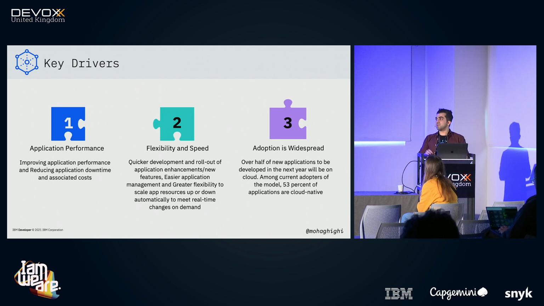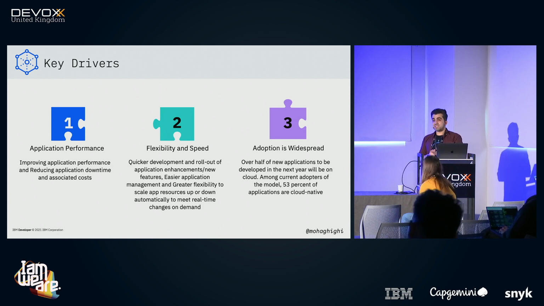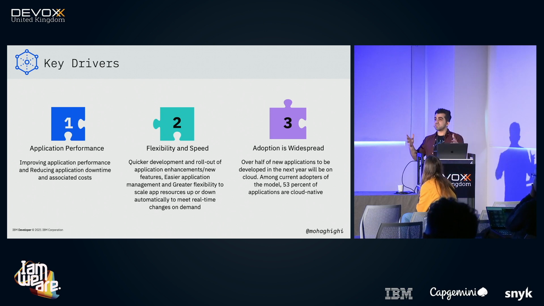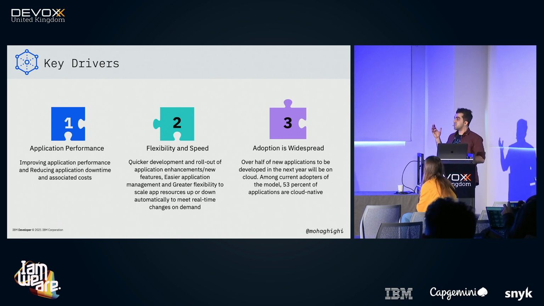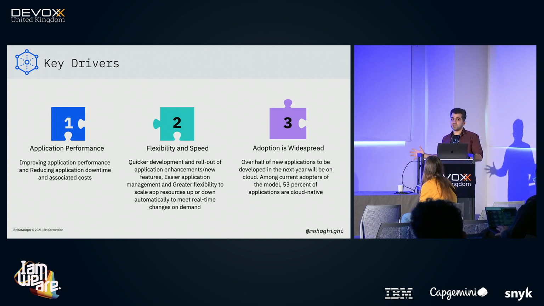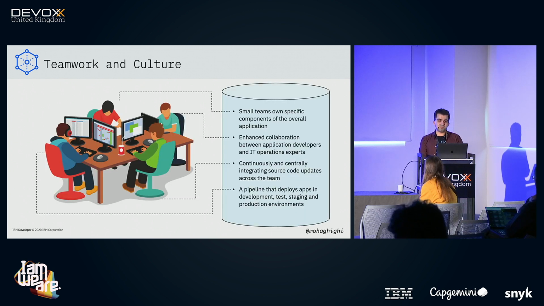But there is another thing to that. Let's take a look at the key drivers. Obviously, application performance will improve massively. You've got more flexibility and speed, given that you've broken down your application into multiple pieces, and different teams can evolve them on different timelines. Because of that, adoption has become quite widespread. If you look at some of the figures coming from the analyst firms, a lot of applications are moving to cloud, and more than half of them are going to be cloud native this year and next year. So that's again why you need to focus on cloud native.